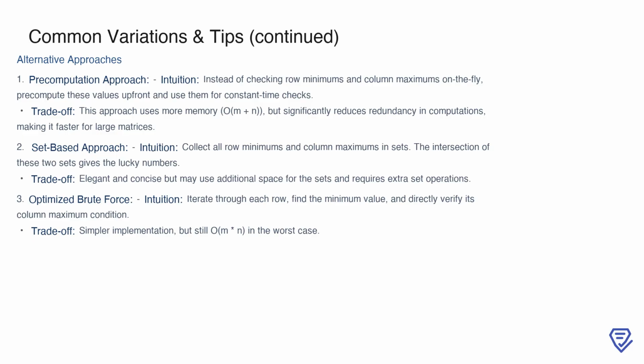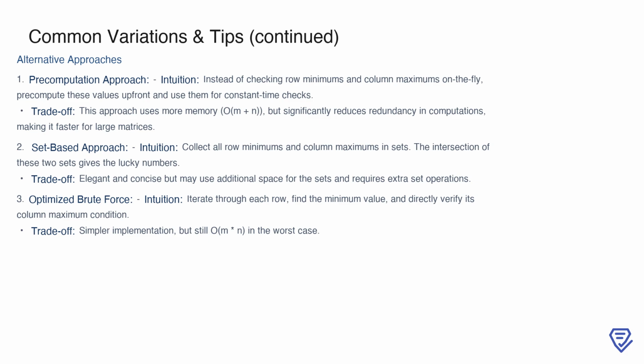Another approach uses sets. You can collect all row minimums and column maximums in two separate sets, then find their intersection to determine the lucky numbers. This method is elegant and concise but may require extra space for the sets and additional operations to compute the intersection.